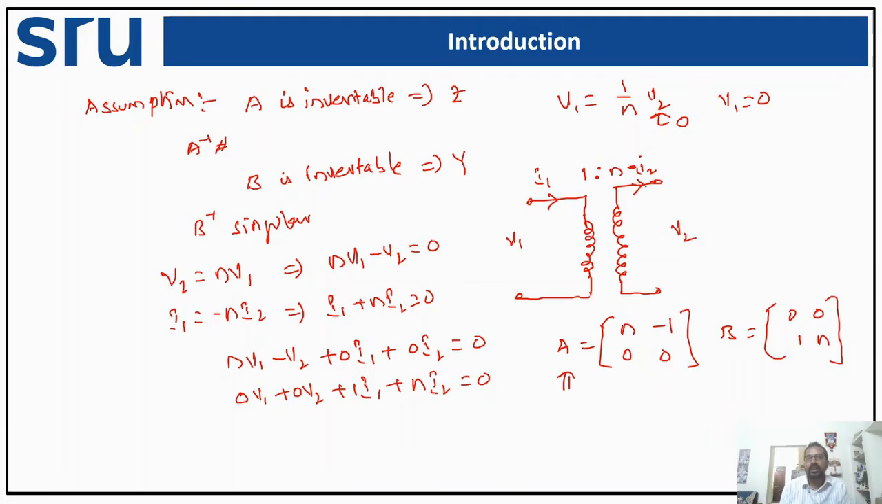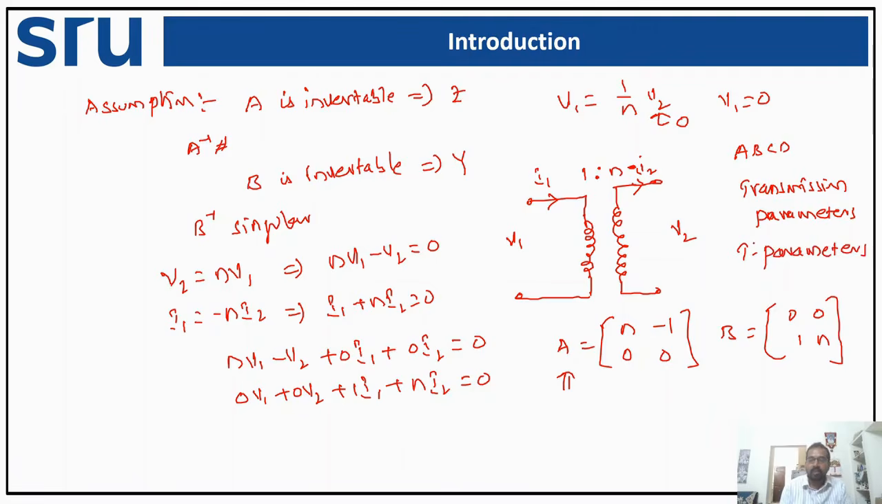So as the solution, we go for another set of parameters which is known as ABCD parameters. We are going to talk about ABCD parameters, which are otherwise called transmission parameters, or simply we can say T parameters.